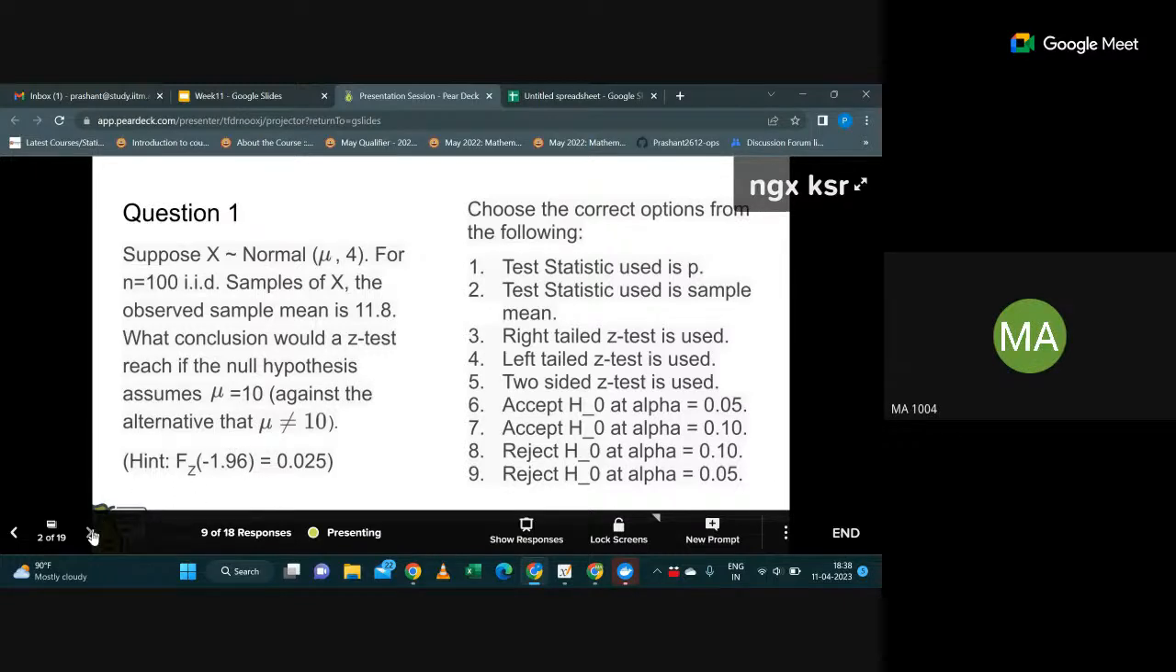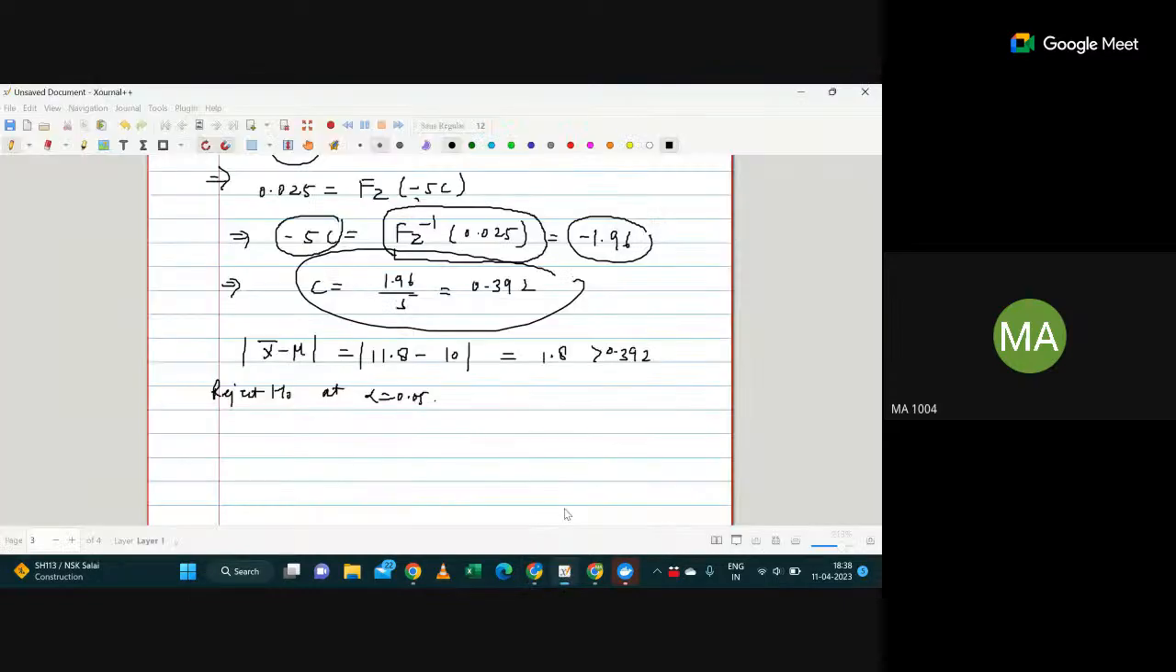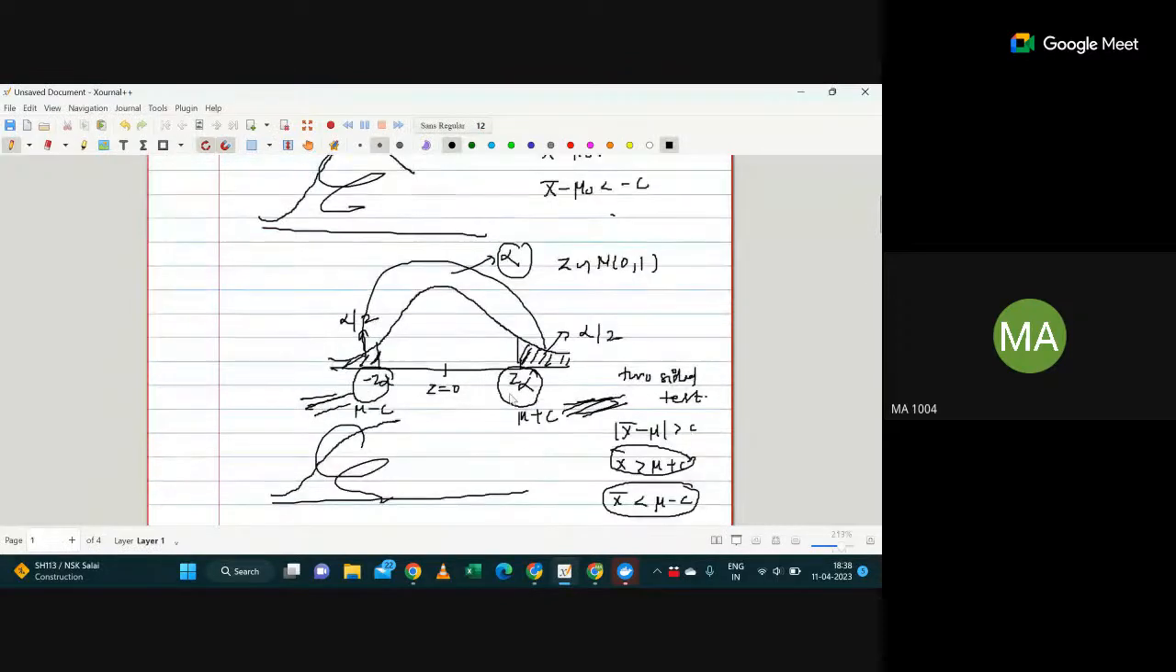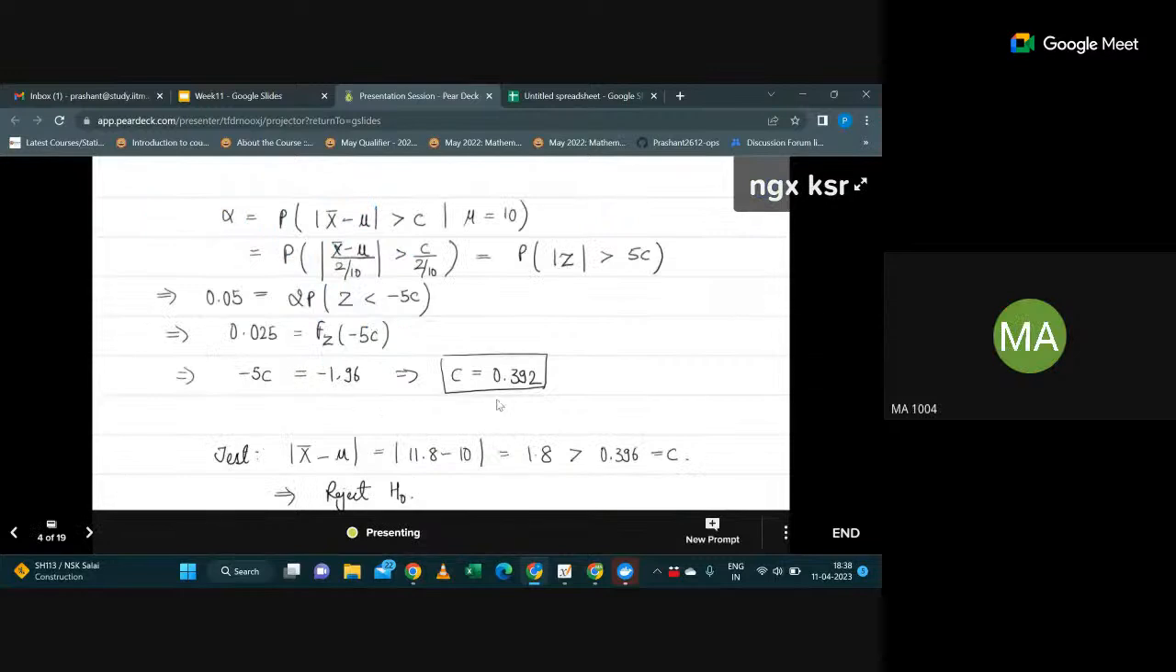So the same thing which we have discussed here, our hypothesis is a two-sided test. Since it's a two-sided test, I will consider my test statistic as x bar minus mu. So I will reject H naught when the absolute value of x bar minus mu is greater than c. Is it clear why we are taking this kind of test? From this graph, is it clear to all of you? Any doubt, anybody? Okay, great. So the same thing we have done. C is 0.392, so I will reject H naught, right?